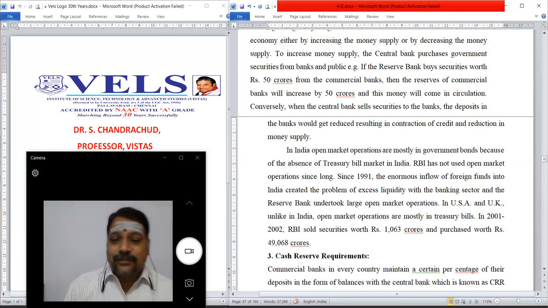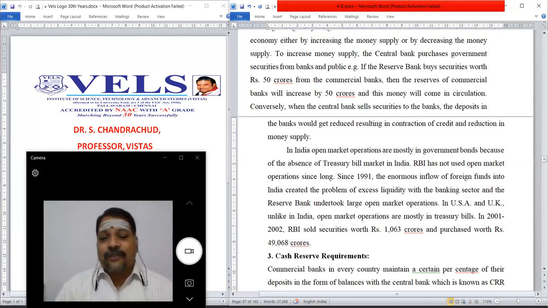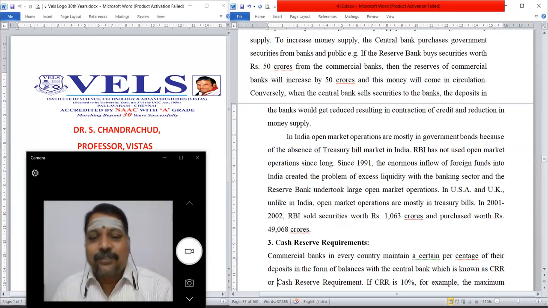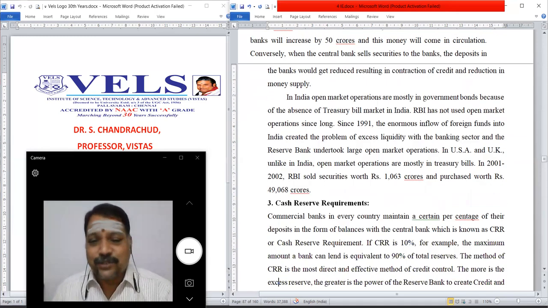In 2001-02, the Reserve Bank sold securities worth rupees 1063 crores and purchased worth 49,068 crores of rupees. That is why there is a wide gap between the sale and purchase, because we have to control the inflation situation.